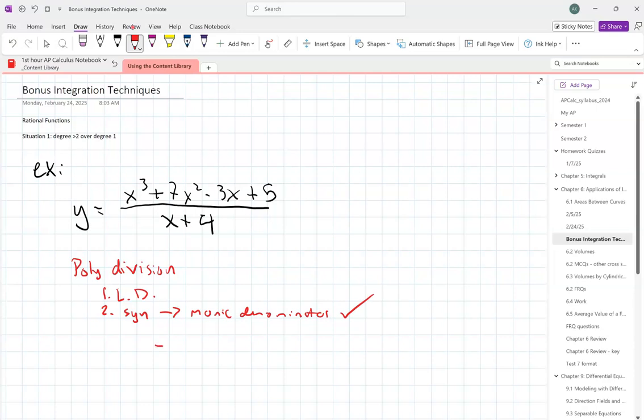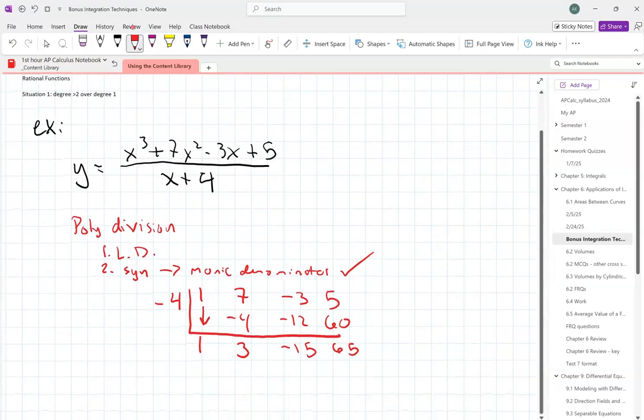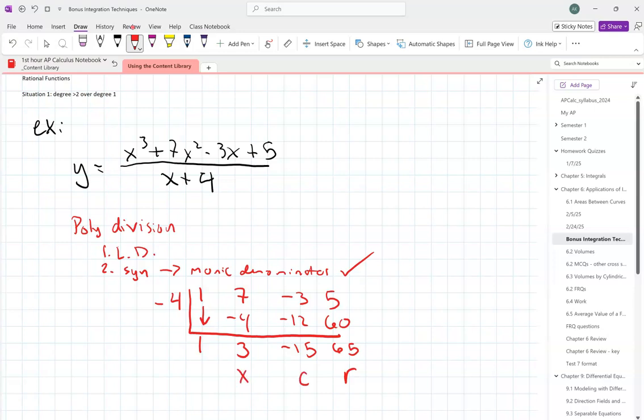So let's do that. We set up our synthetic division, and we roll through that. What this allows me to do, remember that the last number is the remainder, then the constant, the x coefficient, the x squared coefficient. You just keep walking your way up.